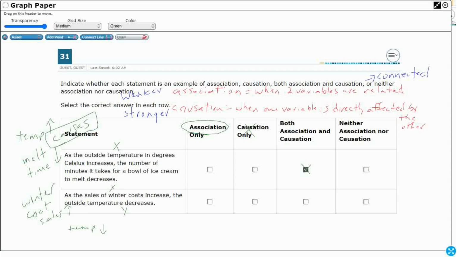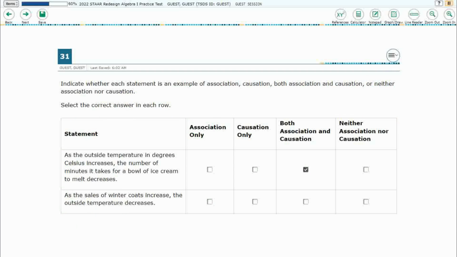Well, as the temp goes down, winter coat sales go up. Yeah, I could definitely see an association there. But can you say that this directly causes this? So if suddenly a store were to sell more coats, that would cause the temperature to go down. No, we're not going to say that. So we are going to say it's an association, but it's an association only. So our second answer is that.